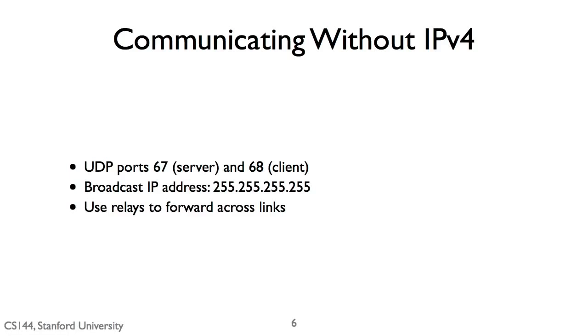It doesn't know the IP address of the DHCP server, so it sends them to the broadcast IP address and also makes them come from the broadcast IP address since it doesn't have an IP address. In cases where the DHCP server is not on the exact same link, you can have relays that will forward it across links. And most switches, etc., will actually just forward broadcast packets across all of their ports.